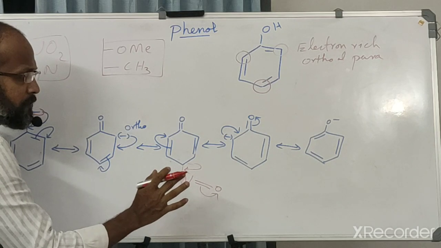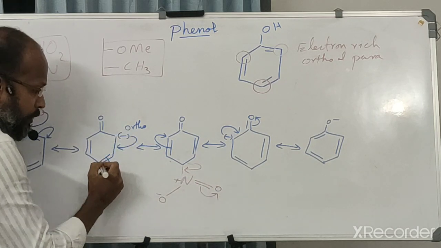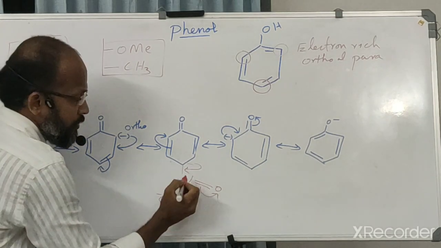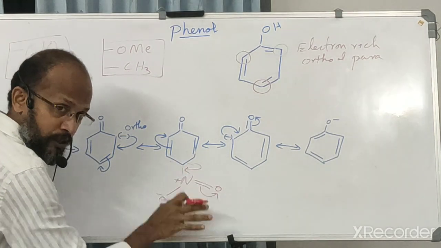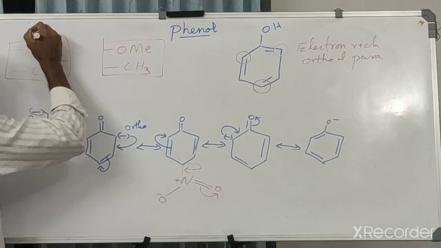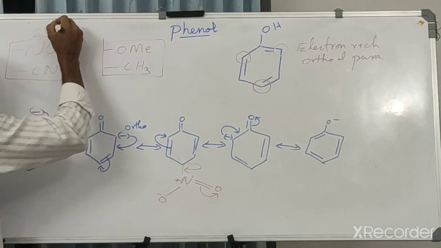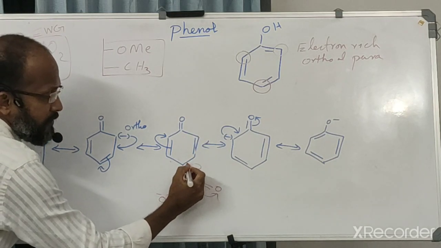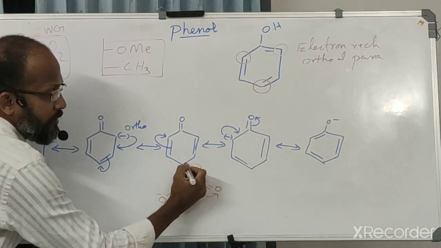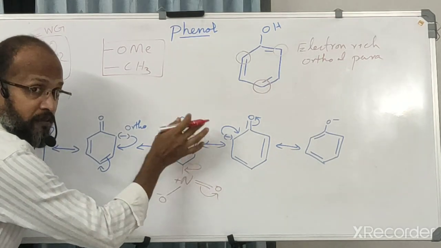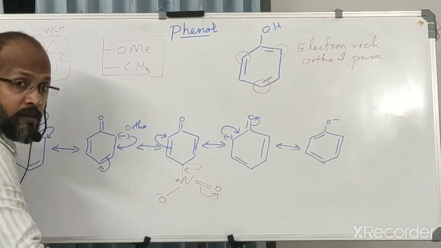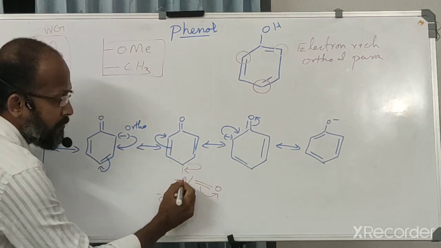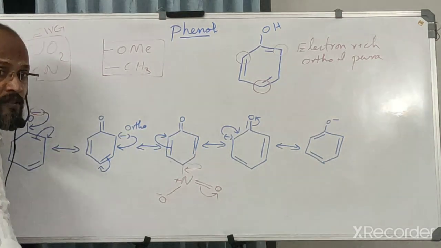If you want to get the benefit, you should attach that to the ortho and para positions. So if you are attaching electron withdrawing groups to ortho and para positions, the electron richness of that position will be considerably reduced, or that position will come to a normal state by withdrawing the electron density by these groups.